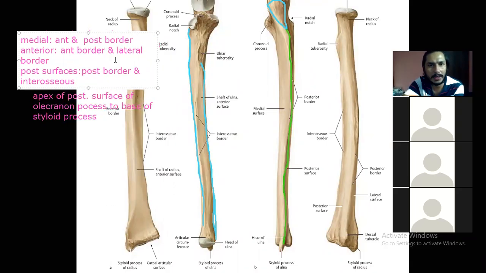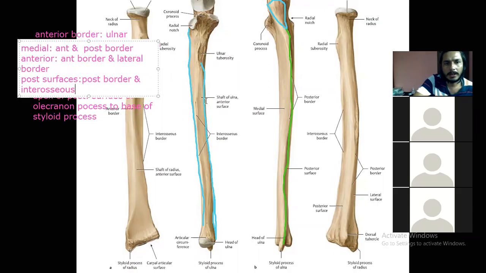So the three borders and the three surfaces, you remember that thing. In between the anterior and posterior, you'll find the medial. Between the anterior and the lateral, you'll find the anterior, and in between the posterior and the interosseous, that is the posterior surface. Okay, so that is about the shaft.